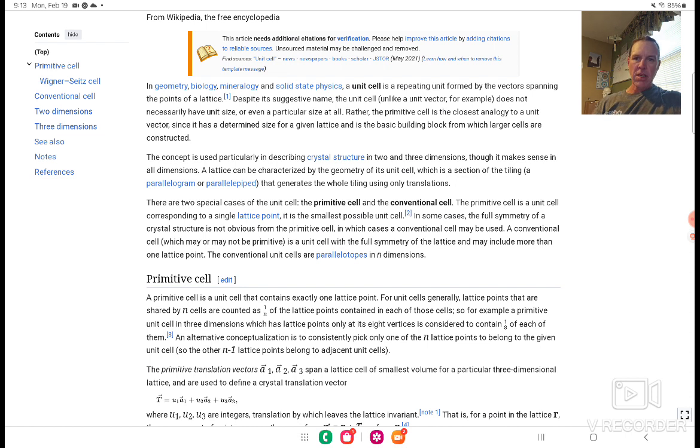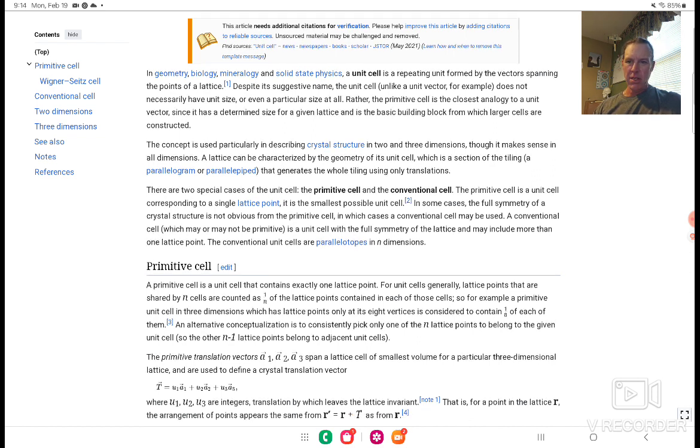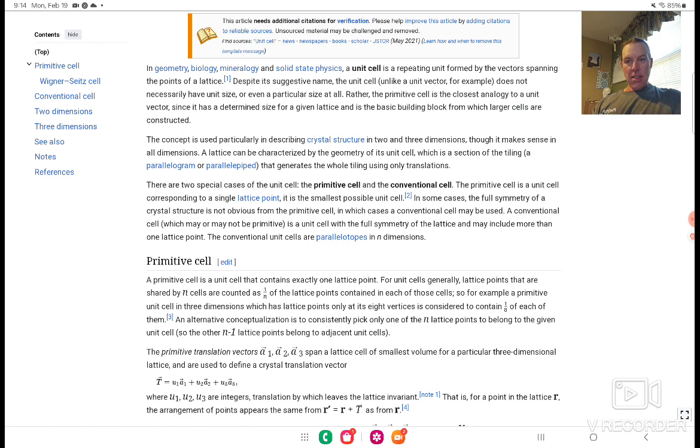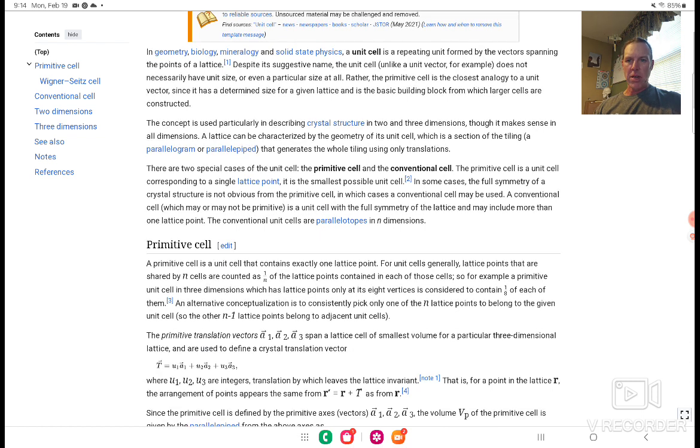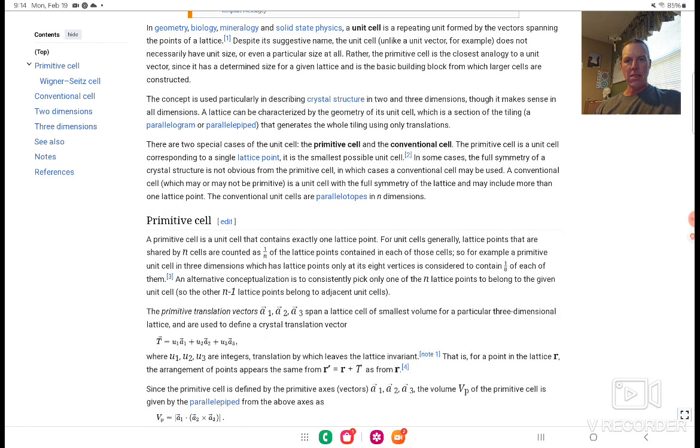The concept is used particularly in describing crystal structure in two and three dimensions, though it makes sense in all dimensions. A lattice can be characterized by the geometry of its unit cell, which is a section of the tiling. It generates the whole tiling using only translations. There are two special cases of the unit cell, the primitive cell and the conventional cell. The primitive cell is the unit cell corresponding to a single lattice point.